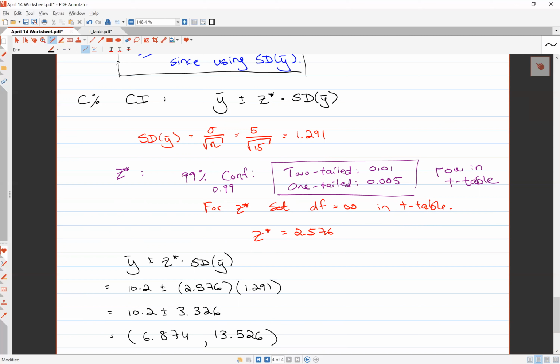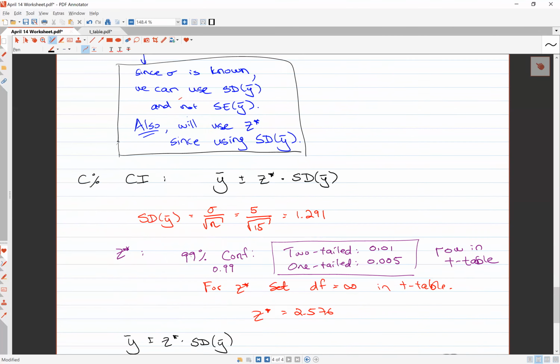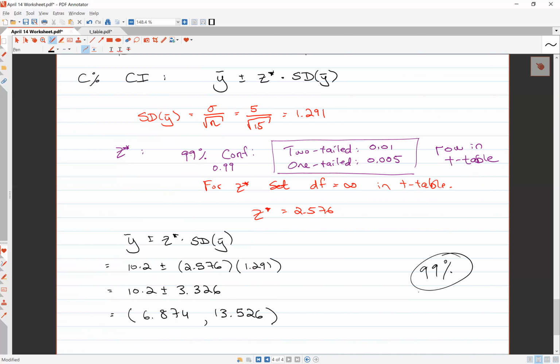Again, does this mean that the true population mean is inside this interval? No, we don't know if the true population mean is inside that interval. What we do know is we're using a method that will be successful or will contain the truth 99% of the time. So this could be the 1% of the time where it doesn't work, but we know if we implement the same method consistently, it will work 99% of the time. So that's the confidence we have that this interval contains the true population mean.